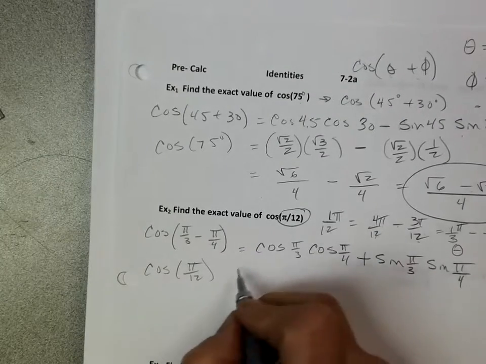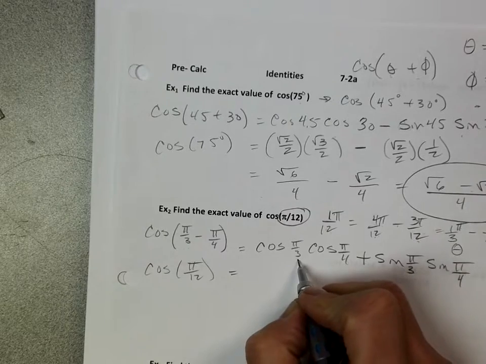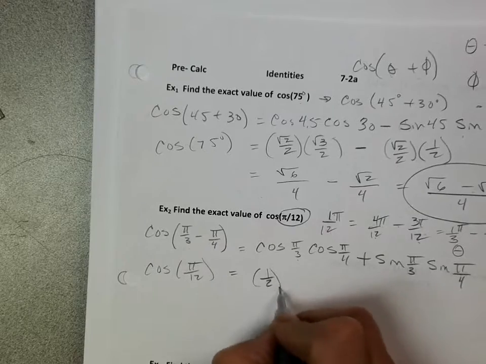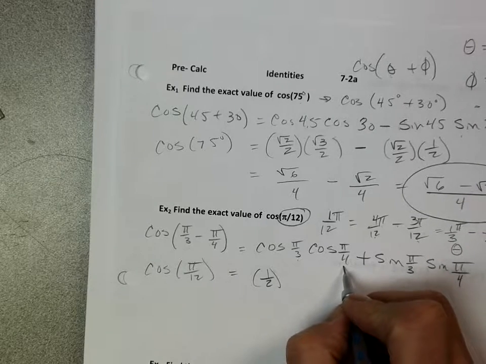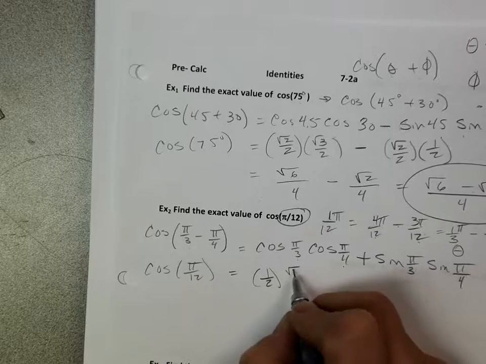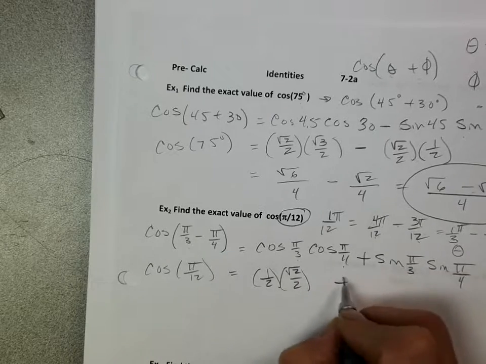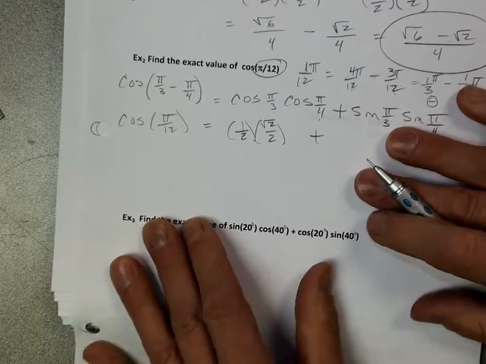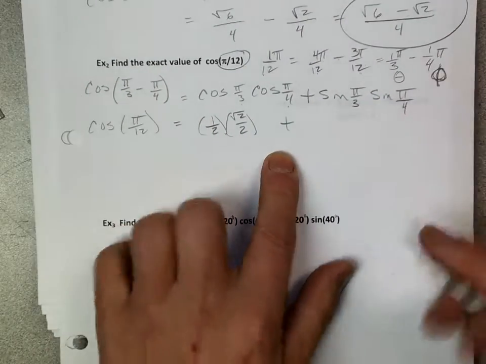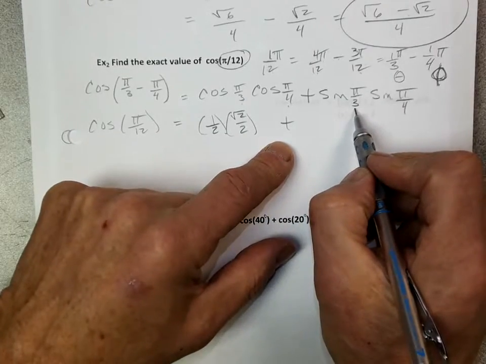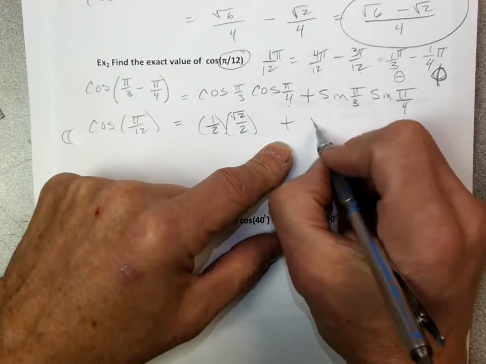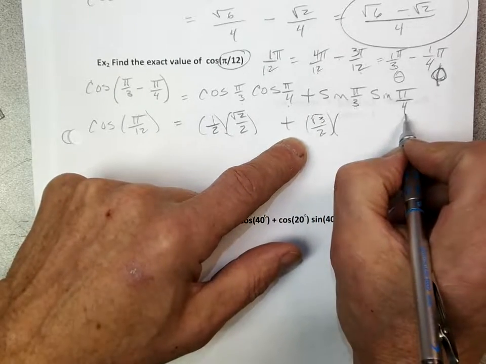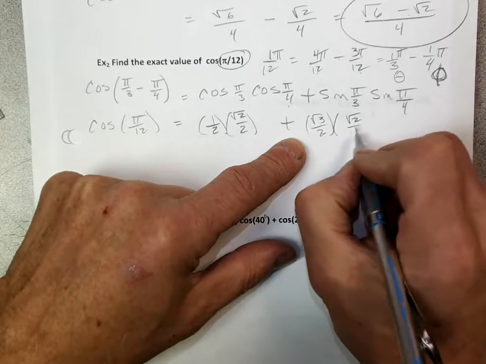Unit circle. I go to the unit circle. Cosine is the x value. If I go to pi thirds, I get an x value of 1/2. Cosine of pi fourths, cosine is the x value in the unit circle, and that's going to be square root of 2 over 2. Plus, how's that? Is that better? You guys see that better? Sine of pi thirds, again on the unit circle, sine is the y value, square root of 3 over 2, times sine of pi fourths, from the unit circle, y value, square root of 2 over 2, okay?